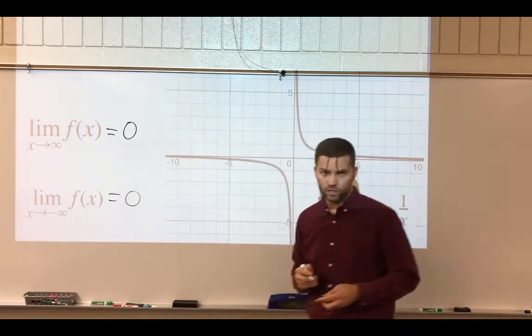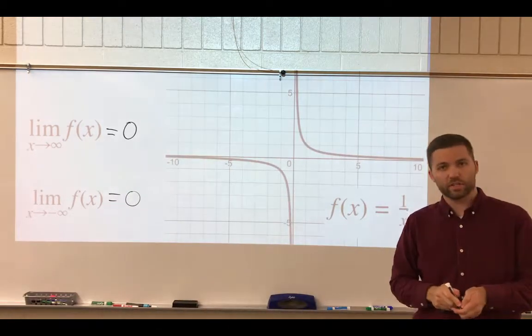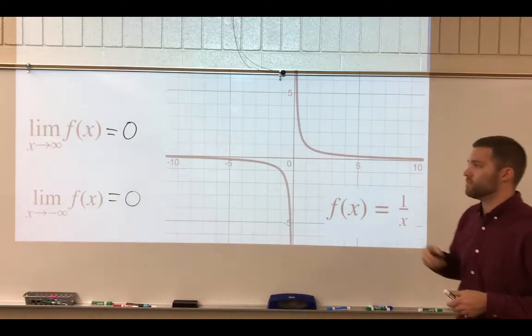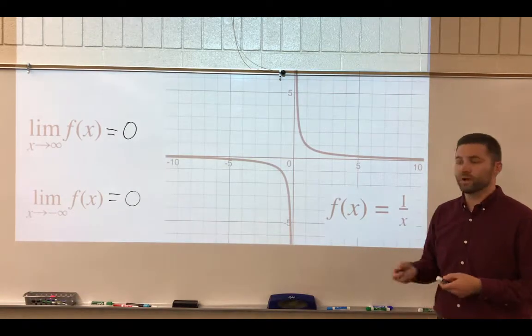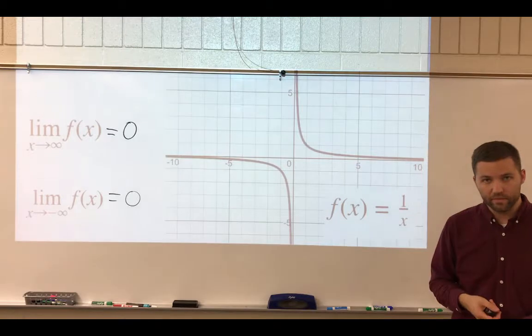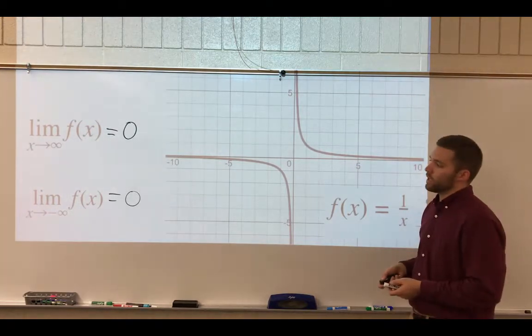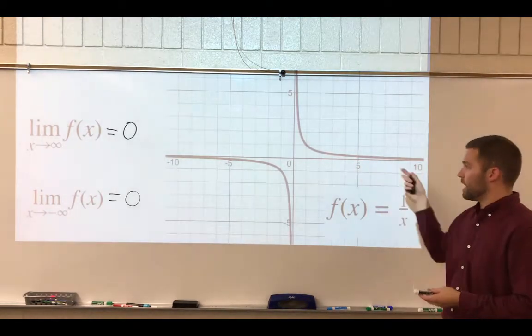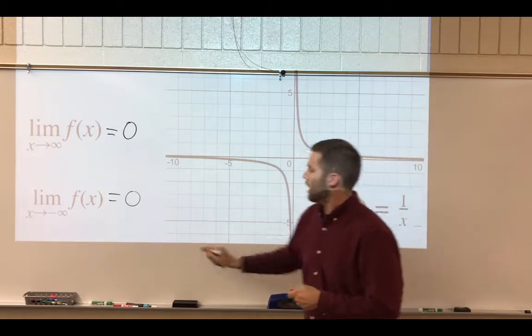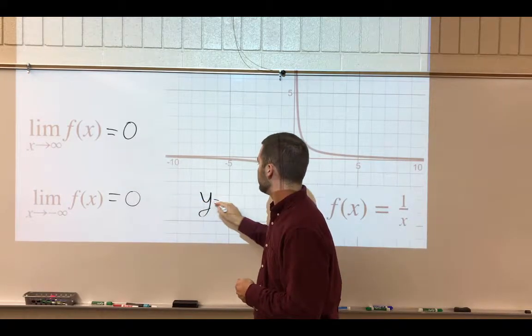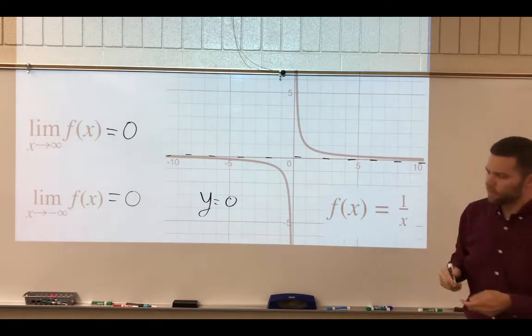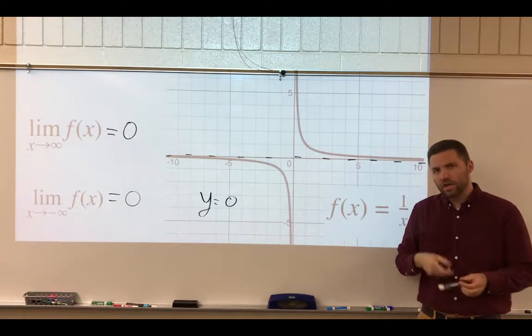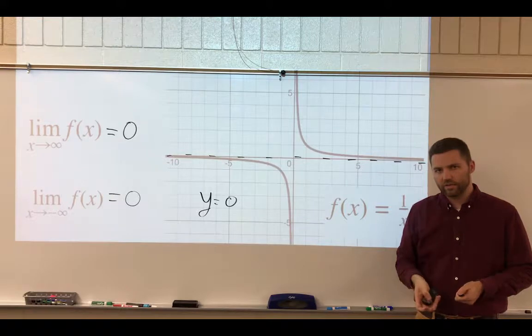right into a definition for horizontal asymptotes. The definition of a horizontal asymptote is a value that is approached by the function as x approaches positive or negative infinity. So it could be either one. Alright, so here you would have a horizontal asymptote at y equals 0, and we usually draw those in as dotted lines.